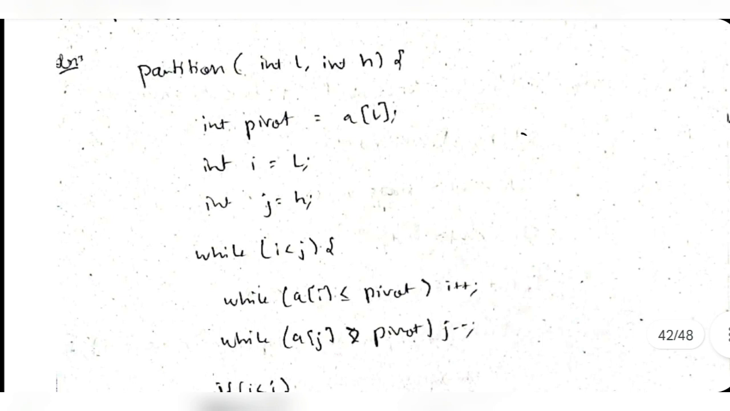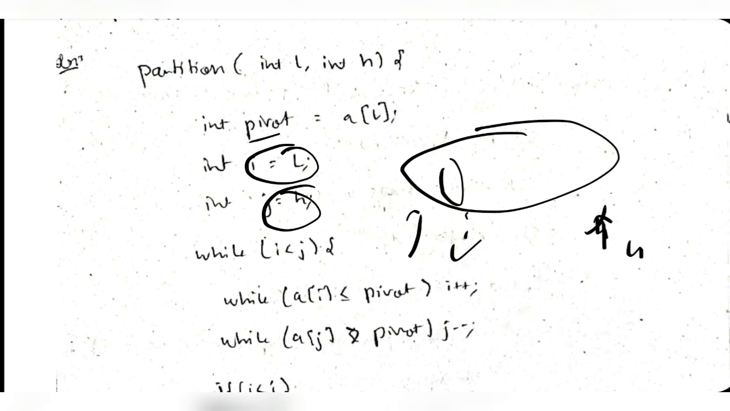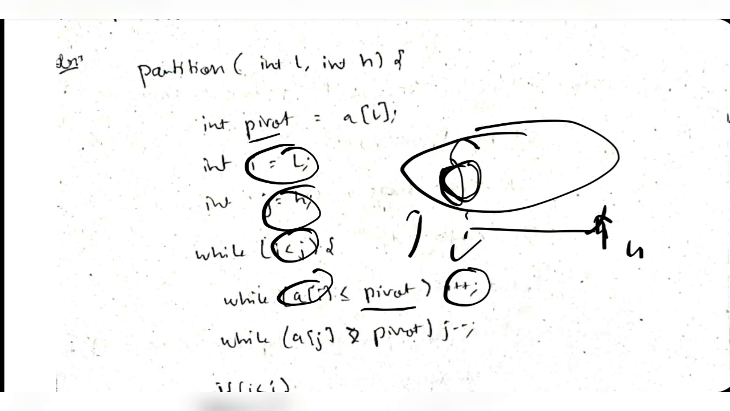What does partition do? We have L here and H here. So the pivot element is A of L, initially the first element here. I is equal to L, J is equal to H. I will start from here, J will start from here. While I is less than J, what we will check: if A of I is less than or equal to pivot, then I plus plus, meaning I moves forward starting from here.